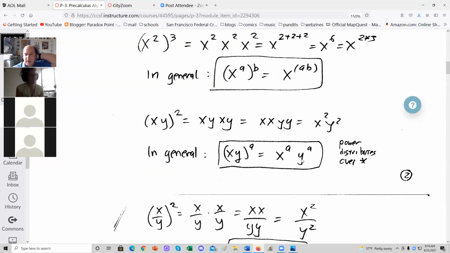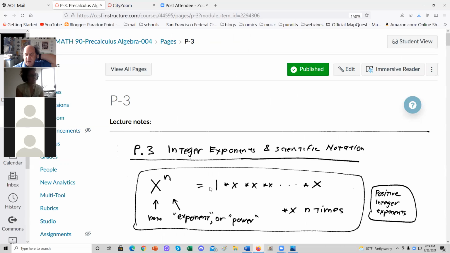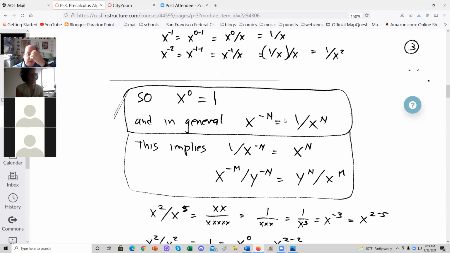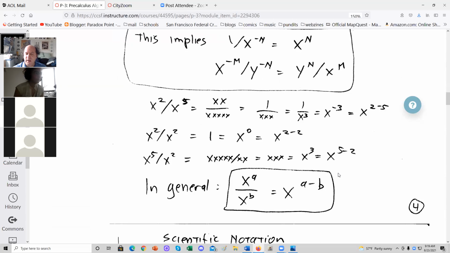We use this to supplement this definition here. This is for positive integer exponents. This is for 0 and negative powers. It follows, for example, that since a negative nth power is 1 over an nth power, 1 over a negative power is an nth power. So they're reciprocals of each other. And if you take a ratio of negative powers, well, x to the negative n winds up in the denominator, and y to the negative n winds up in the numerator. So these switch positions while the powers change sign.